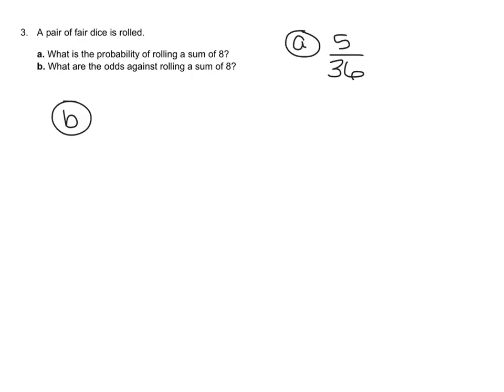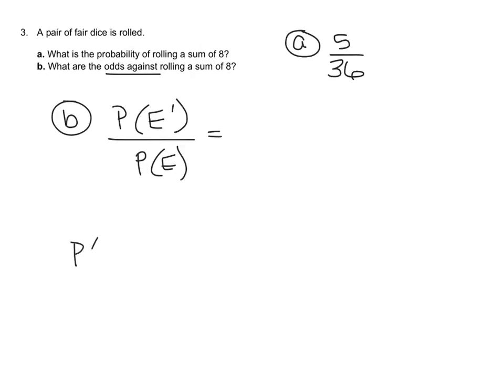B, what are the odds against rolling a sum of 8? Here I'm going to find the odds against. And this formula is the probability of the complement of an event over the probability of the event. Now, the probability of the complement is found by 1 minus the probability of the event.